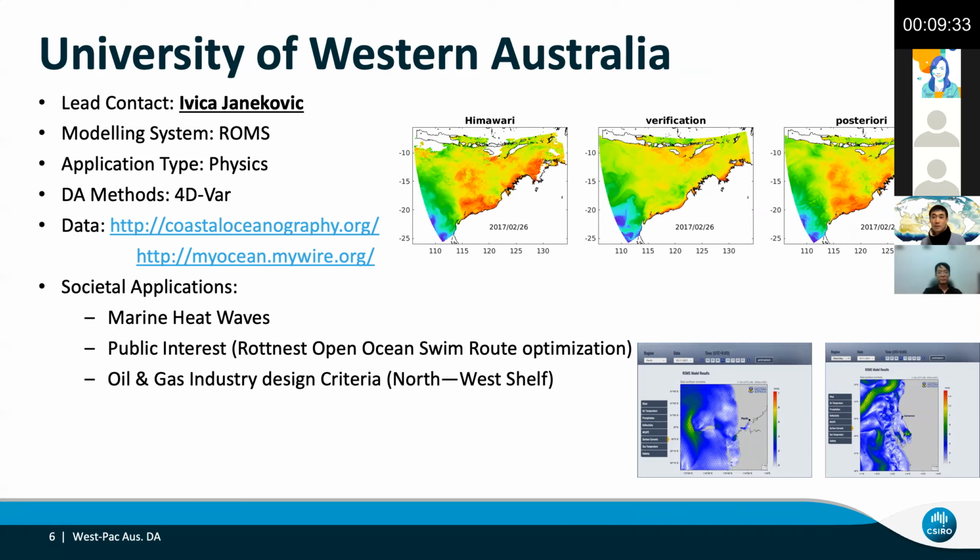And there, he's got a particular interest in coupling with the atmosphere. So there's some tight coupling with a WRF model over the top of the Northwest Shelf model for extreme event prediction. But they're also interested in marine heat waves and public interest, for example, the Rottnest Open Ocean Swim. They use the Rottnest model to do trajectories to get you to Rottnest Island as fast as possible. And also oil and gas design criteria.